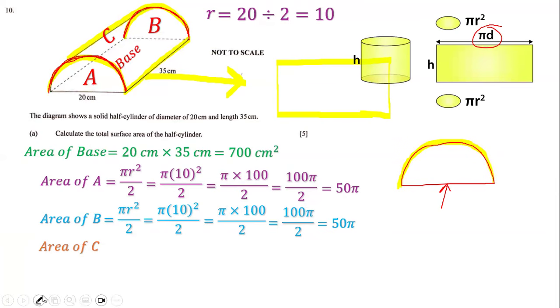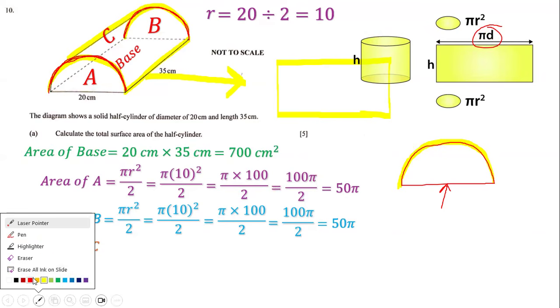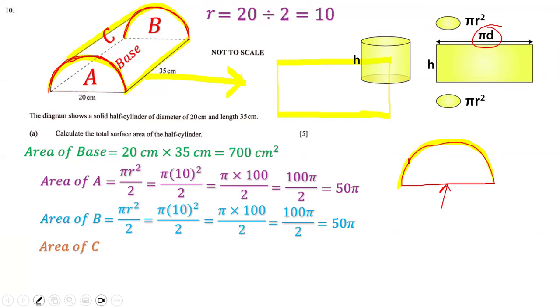Now, if we look at this particular diagram right now, this is like the full cylinder. And if we were trying to figure out the length of the curved portion of the full cylinder, all the way around, it's going to be pi d. It's going to be pi d. But we just want the curved portion of a semicircle.